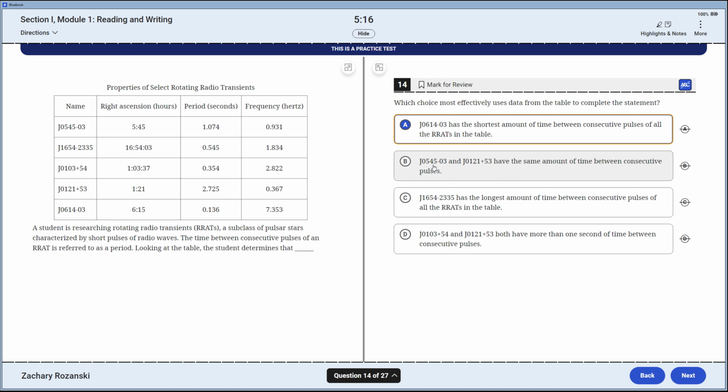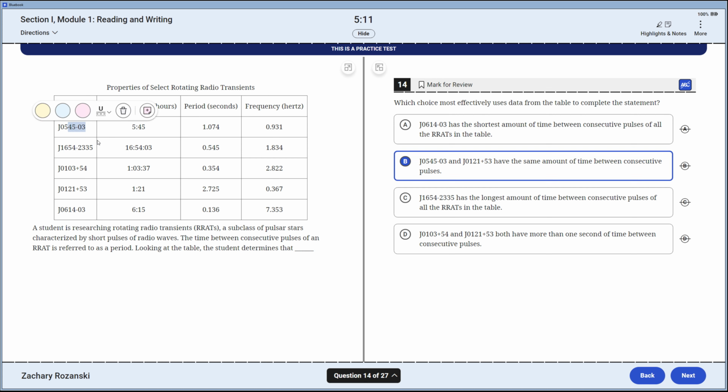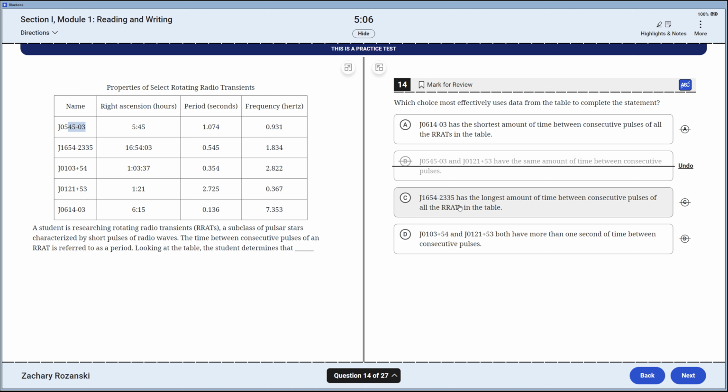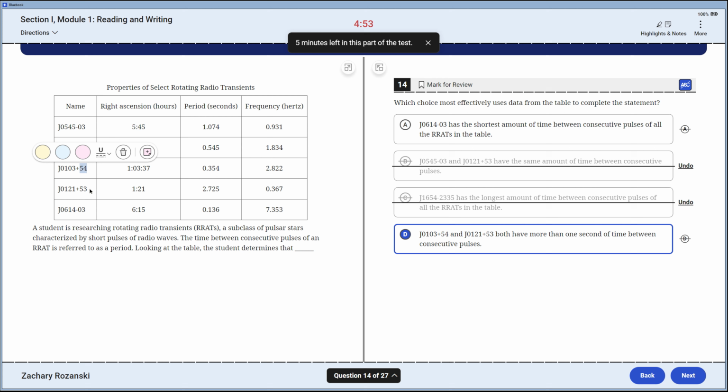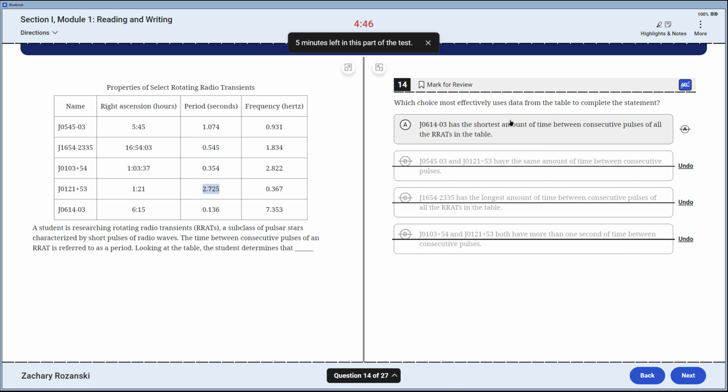Okay. 03 and 45:03 have the same amount of time between consecutive pulses. None of these are the same. 2335 has the longest amount of time. No. This is not the longest. This is somewhere in the middle. 5 minutes is fine. Relax. 54 and 53 have more than 1 second of time. No. This one does. This one doesn't. Was it really just this one? 6:03 has the shortest amount of time between consecutive pulses. This is the smallest number.